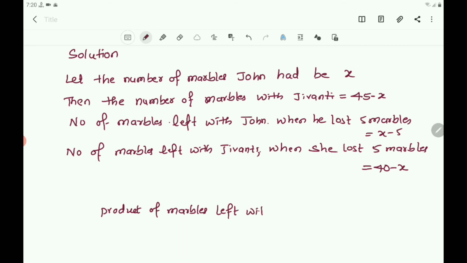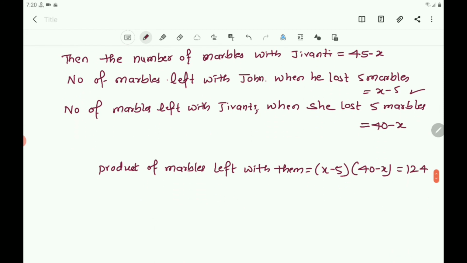Left with them, that is the product of x minus 5 and 40 minus x. X minus 5 into 40 minus x equals how much? 124. So the product of x minus 5 and 40 minus x equals x into 40, that is 40x.